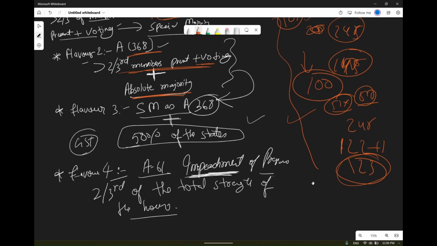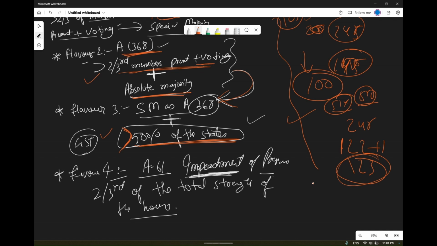Now flavor 3 tells that whatever you have seen in flavor 2, that is coming through article 368, all those things will be applied here. On top of it, for state ratification, 50% of the states' legislative assembly support is required to pass that bill, and we have seen this in the GST. 50% of the votes of the states are required in passing that bill.